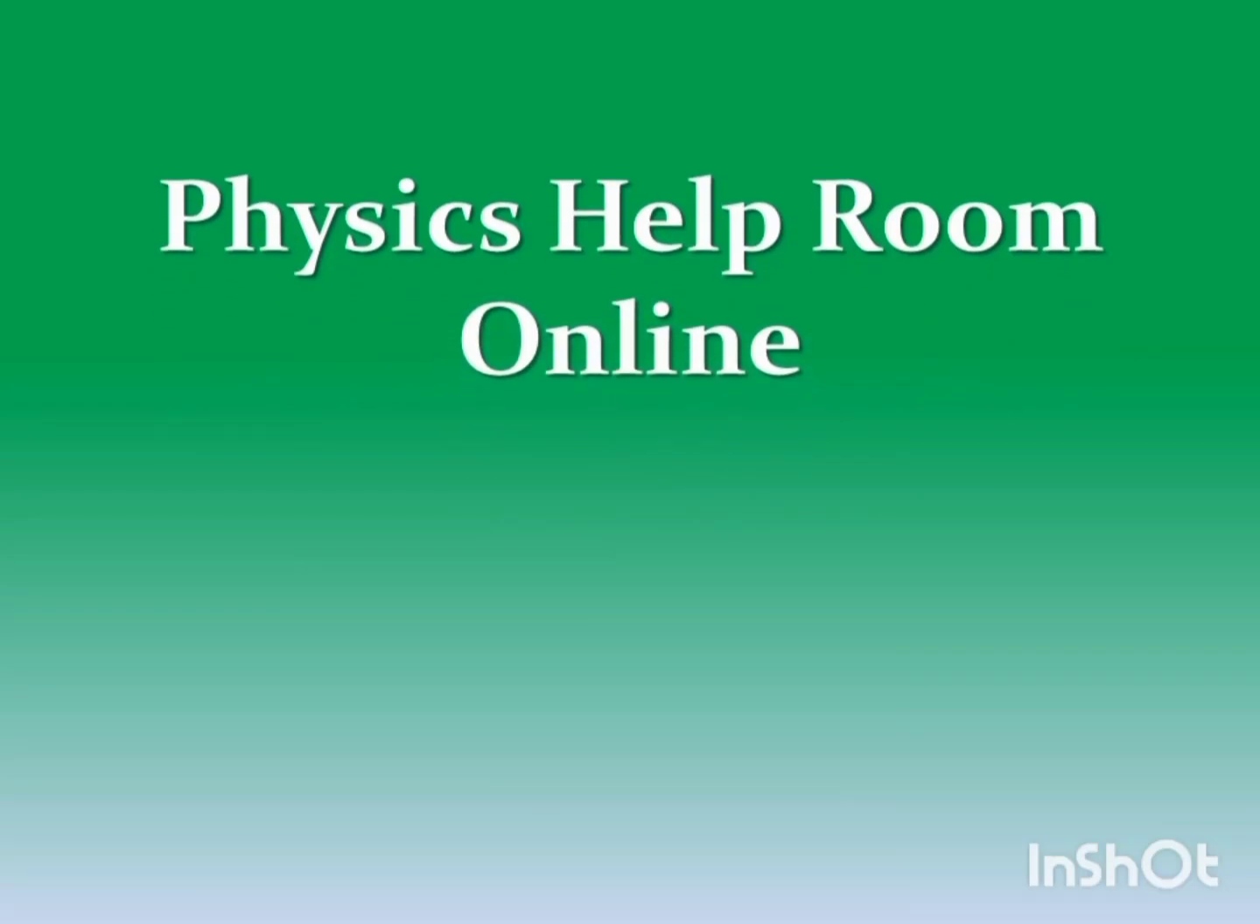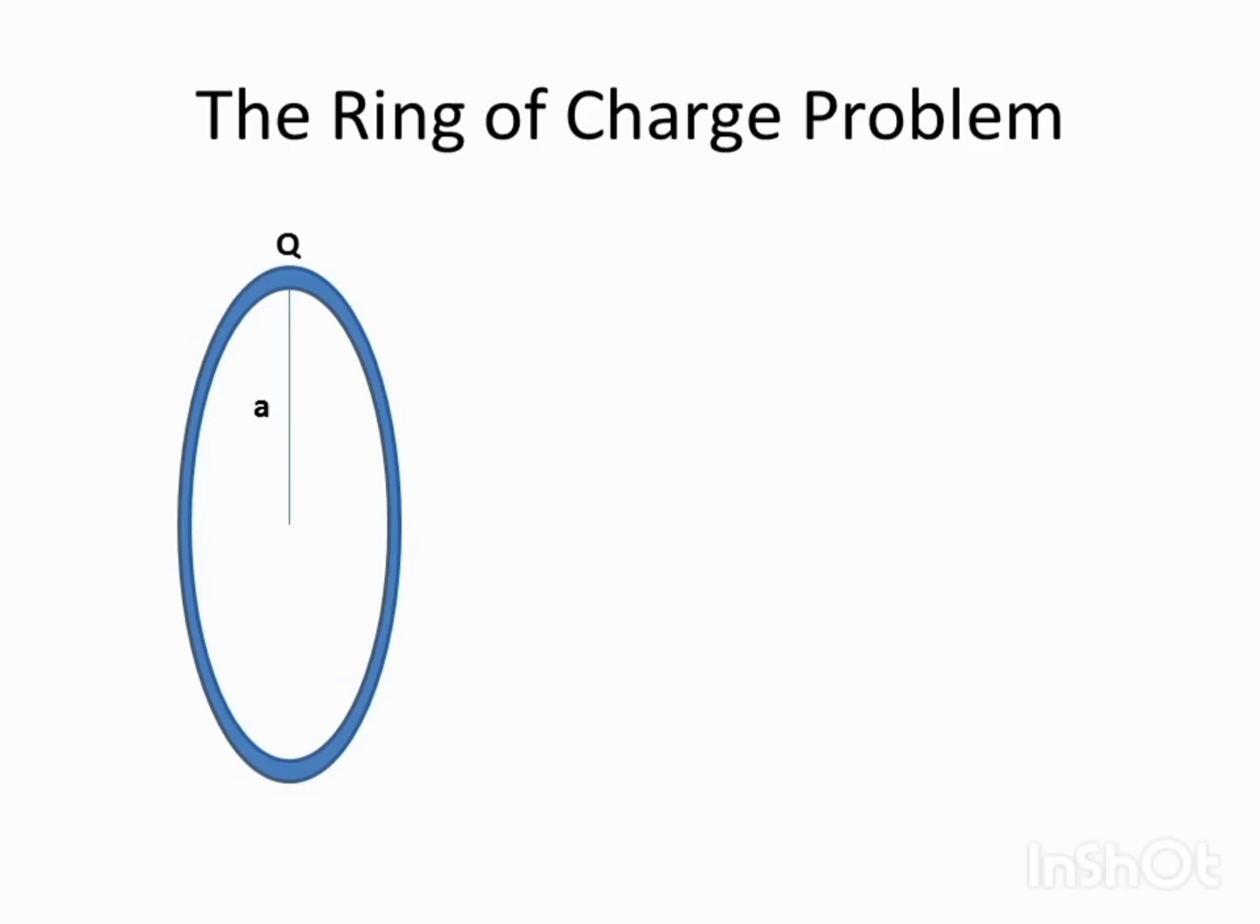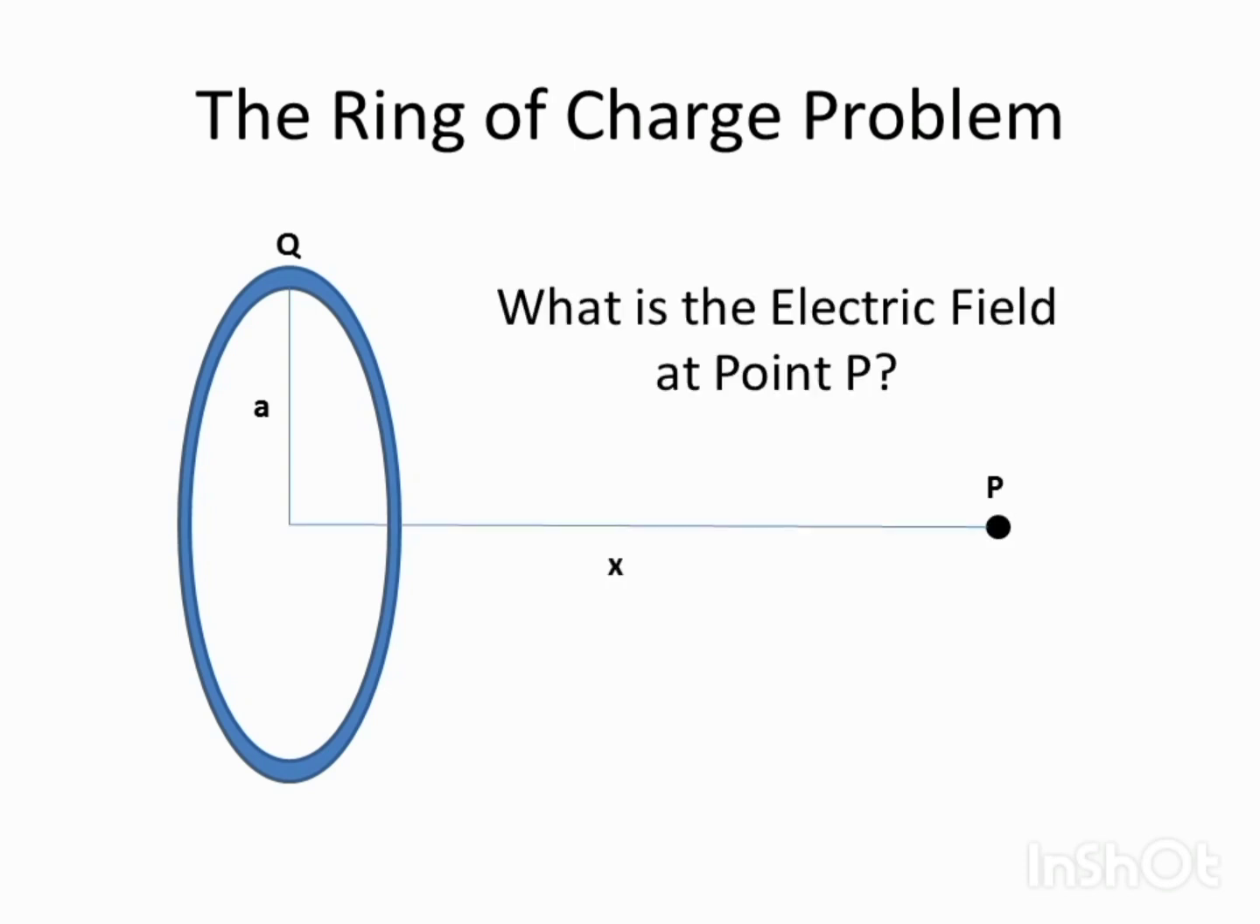In today's presentation video, we will work through the ring of charge problem. The ring of charge problem goes like this. You have a ring of radius a that has a total charge Q uniformly distributed around the ring. You are asked to find the electric field at a point P, a distance x away from the center of the ring along the x-axis.